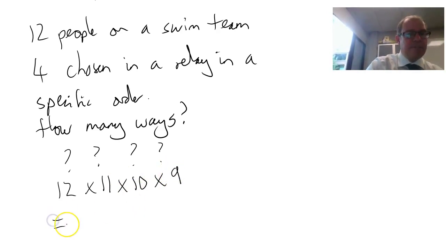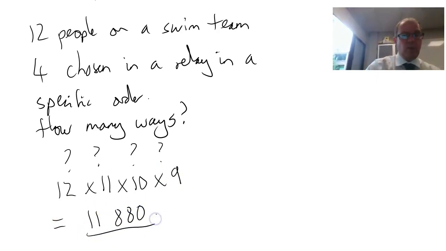And 12 times 11 times 10 times 9 is 11,880 ways. Wow, bet you didn't want to do that one the same as we did the first example, writing them all out. We'd be here quite a long time. So really good here, learning how to count by using this method.